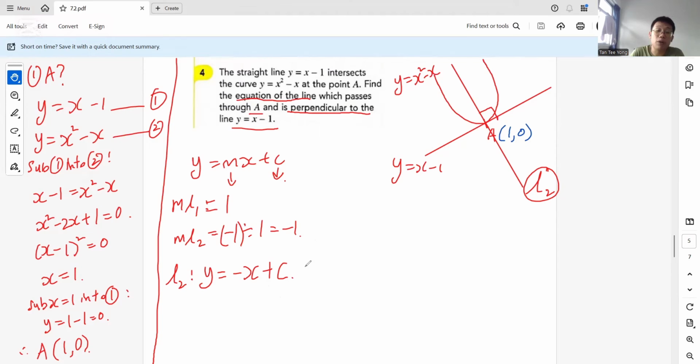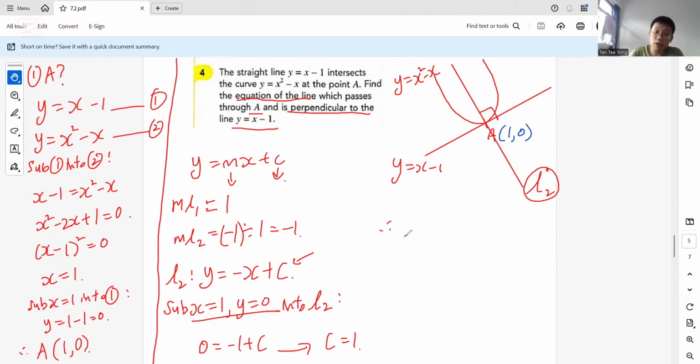Now how to find out what is the c? We need to sub A. A is a known point. So we need to sub x equals 1 and y equals 0, which means point A, into L2. So we will have 0 equals negative 1 plus c, so c equals 1. Therefore, our L2 is y equals negative x plus 1. This is the equation of the line that passes through A and is also perpendicular to our line y equals x minus 1.